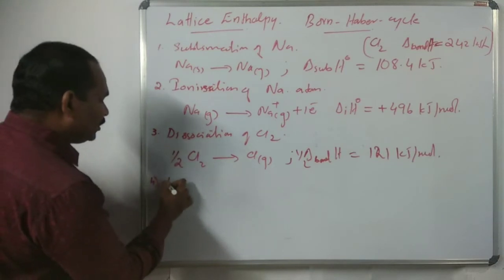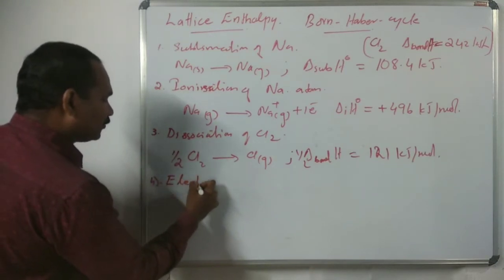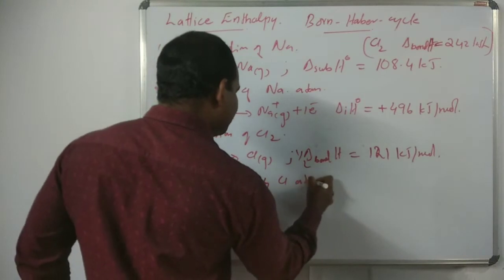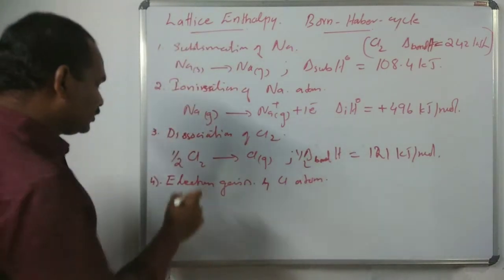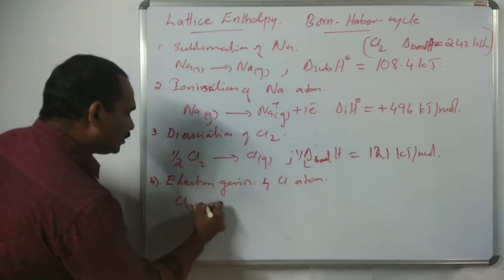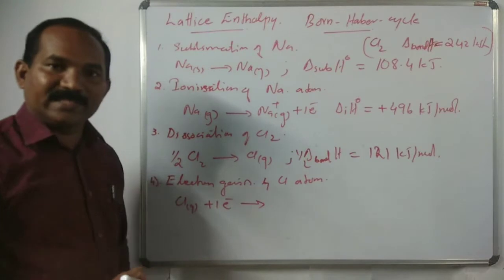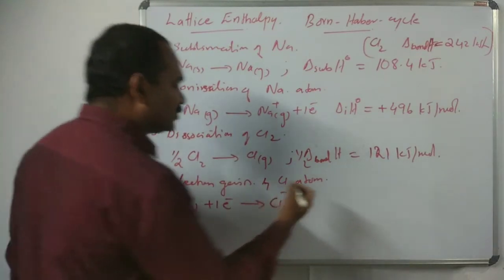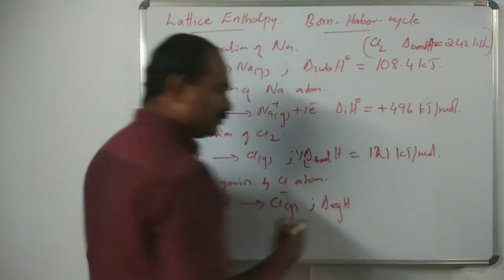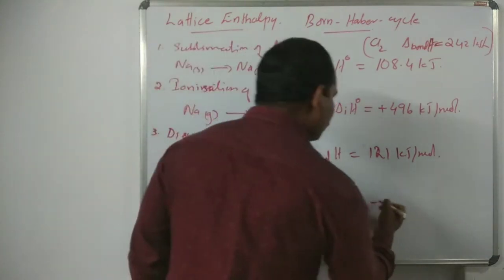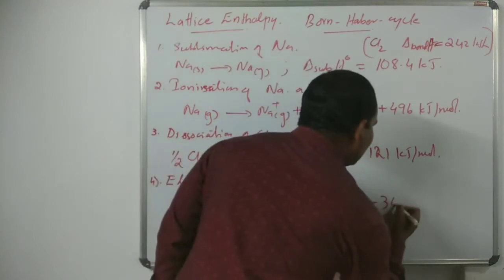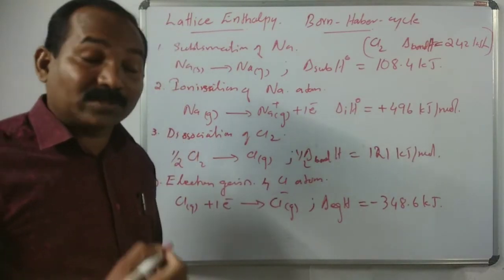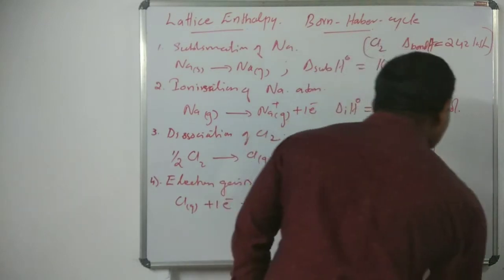And the fourth step is electron gain of chlorine. Electron is gained by the Cl atom. Cl gas plus 1 electron gives Cl minus gas. It is known as electron gain enthalpy, and the electron gain enthalpy, as you studied in the third unit, is minus 348.6 kilojoule. Roughly you can take 349 kilojoule per mole.